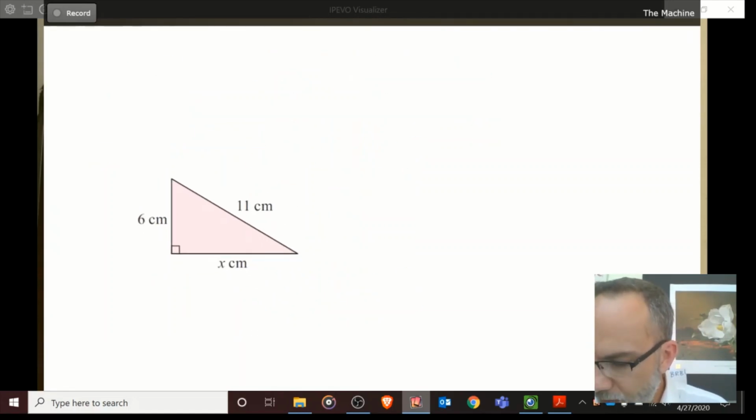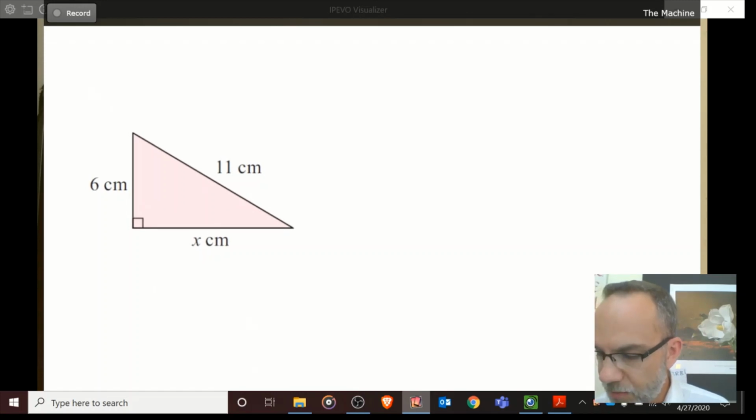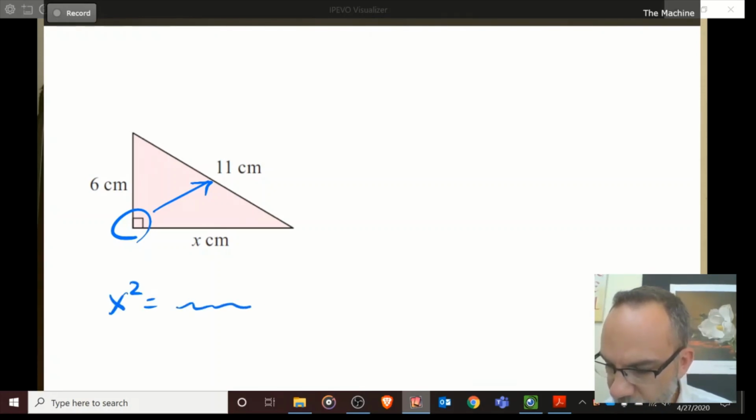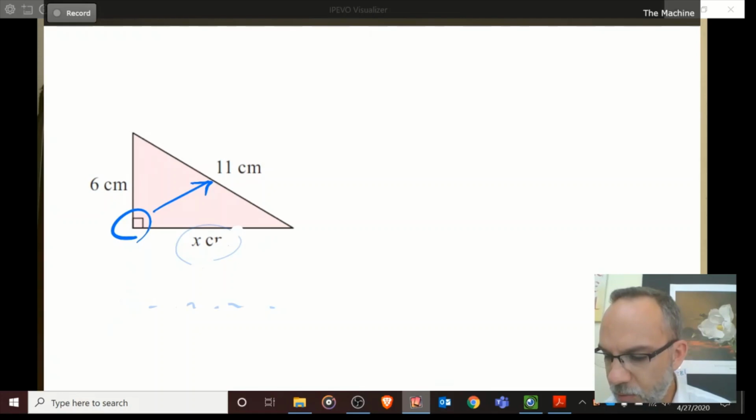How about one like this? Well, again, find the right angle. Look, there it is. Find the hypotenuse. Look, there it is. Lots of students will set this up wrong. They'll set it up by saying x squared is equal to something, something, something, something, because they want to solve for x. And they should solve for x, but you can't just set it up for the variable to be equal to whatever you get when you add the other two things together. Find the hypotenuse. The hypotenuse is not x, it's 11.